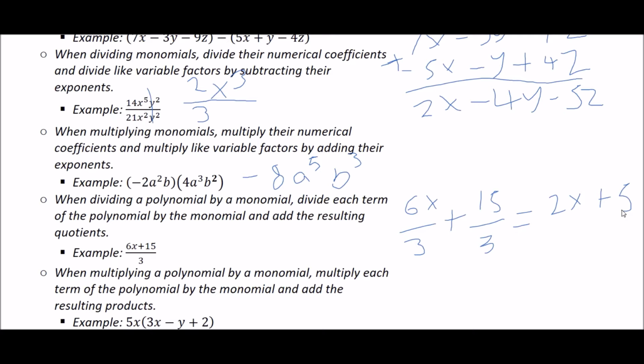Alright, the last one for today. When multiplying a polynomial by a monomial, multiply each term of the polynomial by the monomial and add the resulting products. So it's basically the distributive property. First you do 5x and 3x, that would give you 15x squared. Then next you do 5x and negative y, that gives you minus 5xy. And lastly you do 5x and 2, that gives you 10x. So I did this, then this, then this, and that is the correct answer.